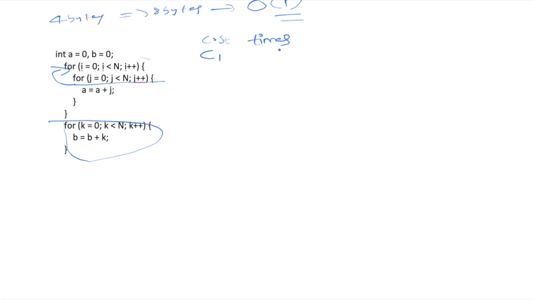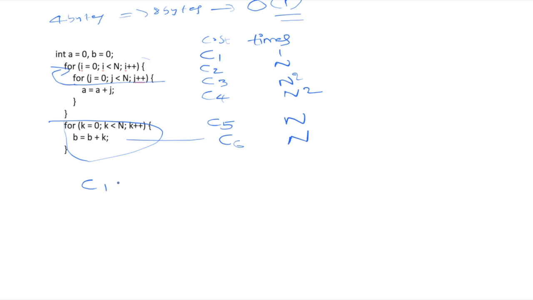So we know this is C1, and it's only one time, and we know this is C2, n times, this is C3. Now this, how many times will this execute? For every value of i, it will execute n times. For n values, it will execute n square times. So this is C4 and n square. Coming to this, here this is another loop. Let's say cost C5 and the number of times is n. And this C6 and the number of times is n.